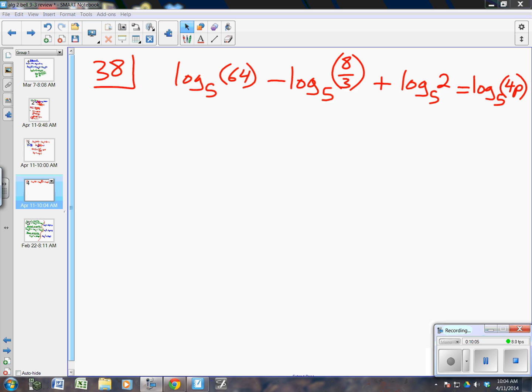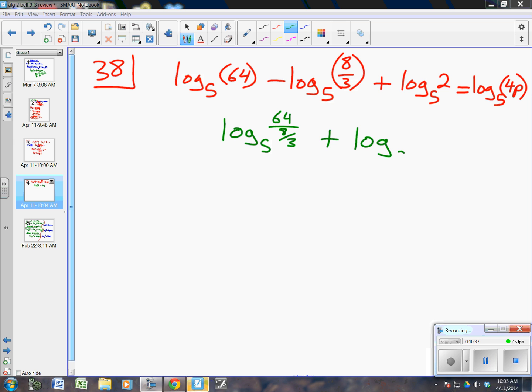Okay, so number 38, you have to use a combination of these properties, right? So I would just start left to right. I have log base 5 of 64 minus log base 5 of 8/3. How could I combine those into a single logarithm? So log base 5 of 64 divided by 8/3, plus log base 5 of 2 equals log base 5 of 4p.